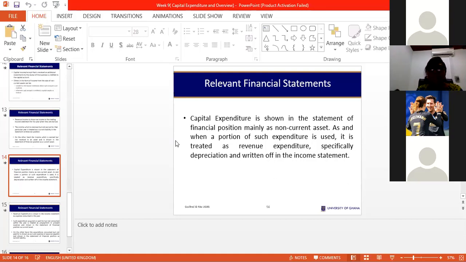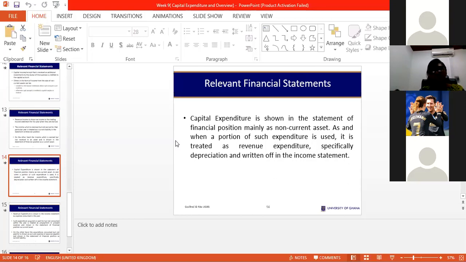And on a regular basis, the portion of it that we consume, we treat it as a revenue expenditure. I've already told you that the portion that is used, the amount incurred to maintain it, is also treated as a revenue expenditure.